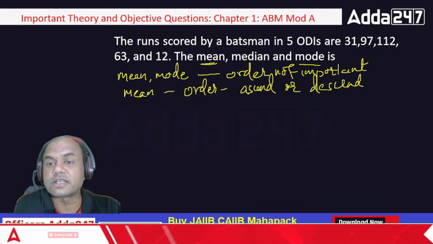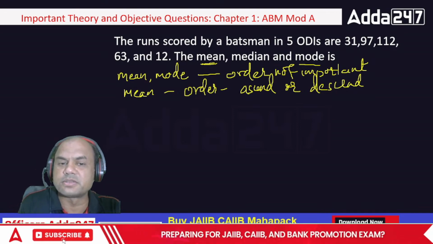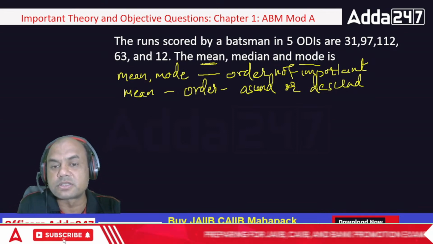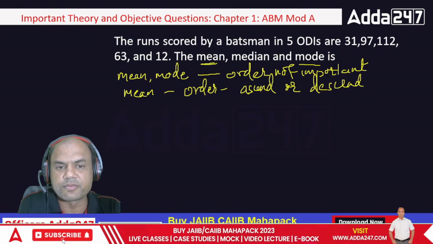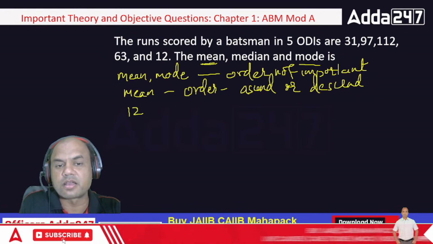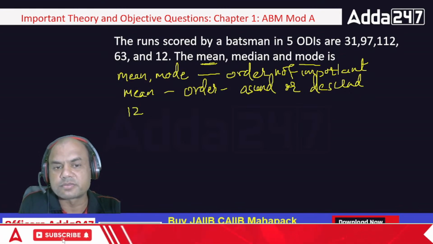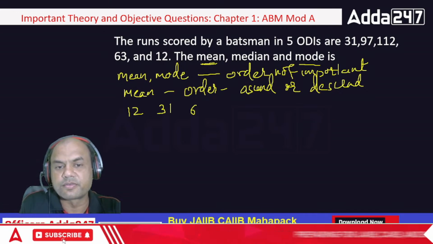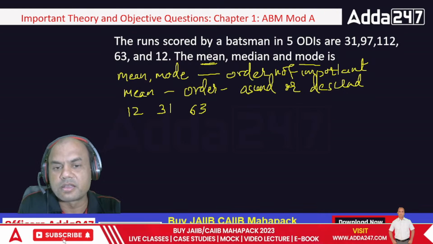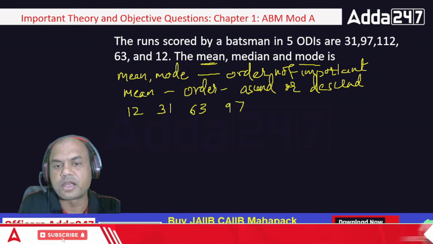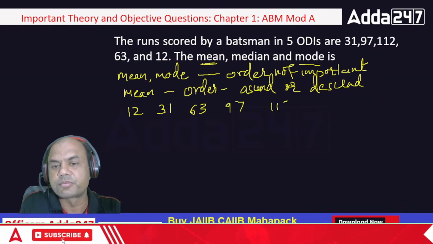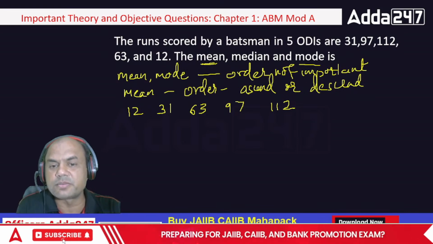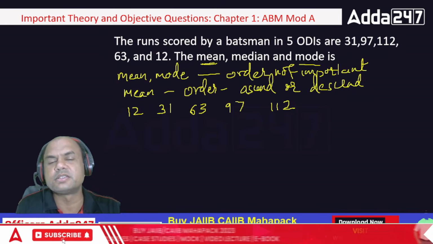So let's arrange them in ascending order. Keep it simple, isn't it? Ascending means lowest number first. Which is the lowest number? 12. Then the next highest, 31. Then after that, 63. After that, 97. And after that, 112. Now, as you have arranged them in serial order, it becomes easier.